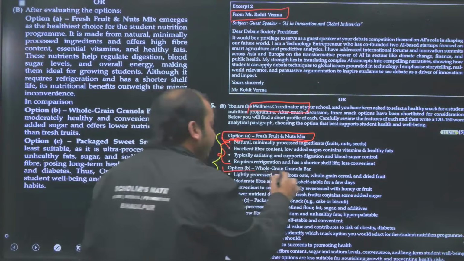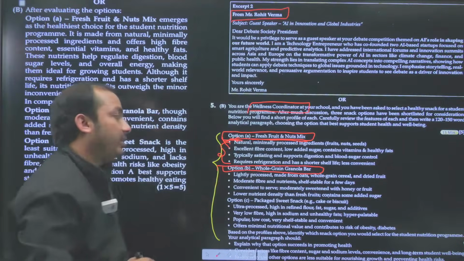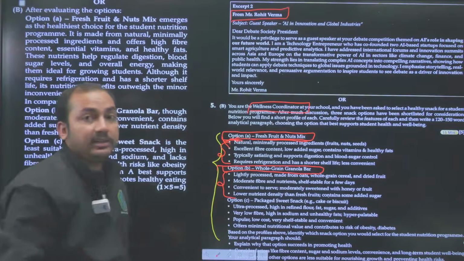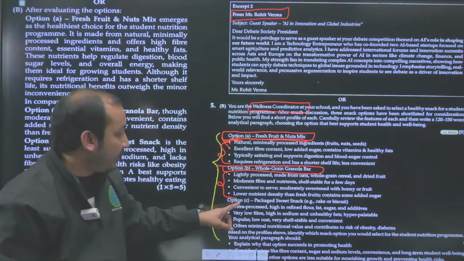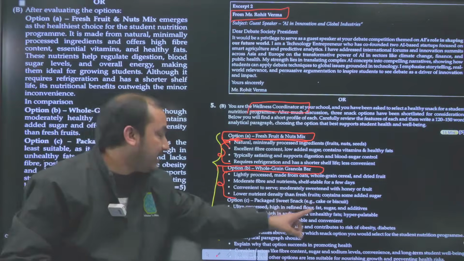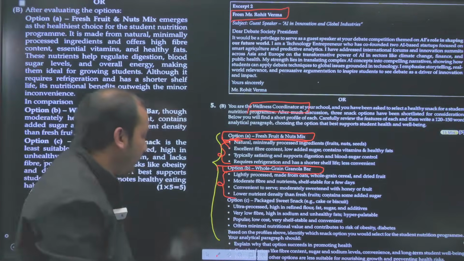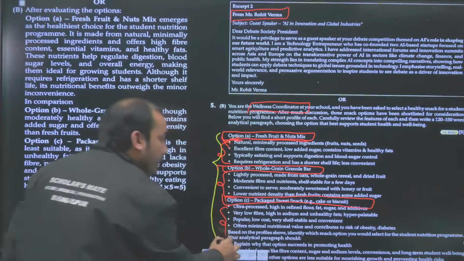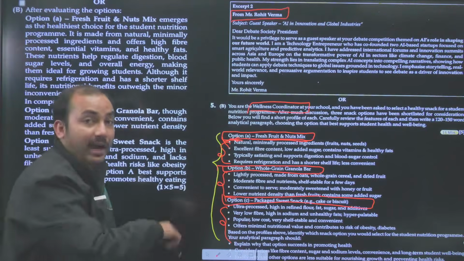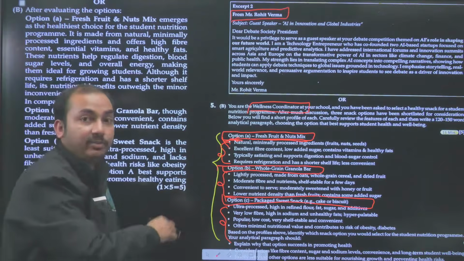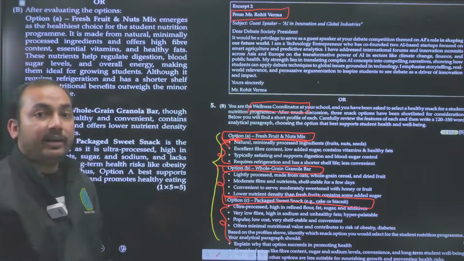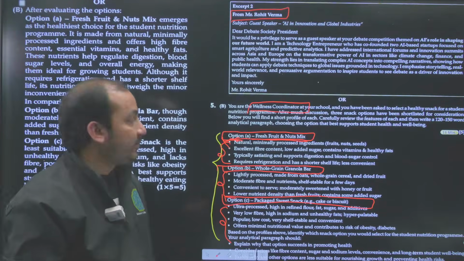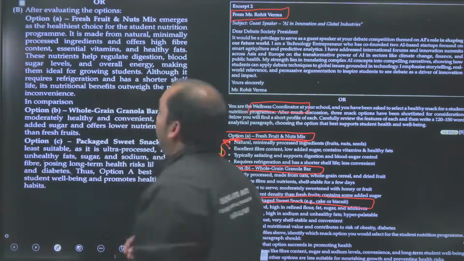In the same way, in the second option, whole grain granola bar is given, and about it, everything is cleared and is spoken. Now, see packaged sweet snack and at last all the information about packaged sweet snack. We have to read all the advantages, merits, demerits of all the snacks, and then we have to shortlist for the healthy choice of the students. So you have to do it by yourself.